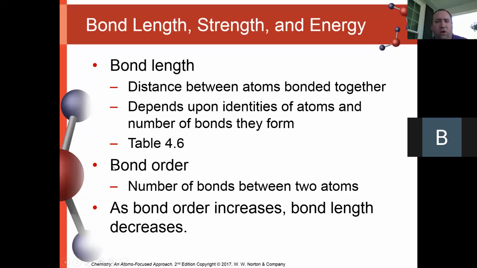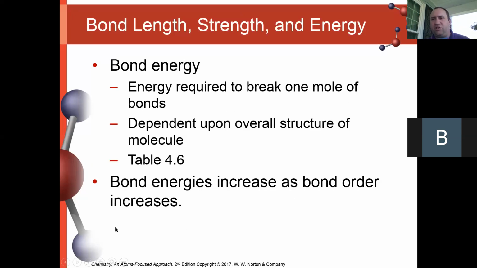With bond order, we're talking about how many bonds there are. Is it a single bond, a double bond, a triple bond? Obviously, the more bonds we have, the more electrons they're sharing, the greater the attraction will be between the two atoms, and the more they're going to be pushed together. So both of those factors come into play when we talk about the ideas of bond length and bond order. Bond energy is also tied to both of these.